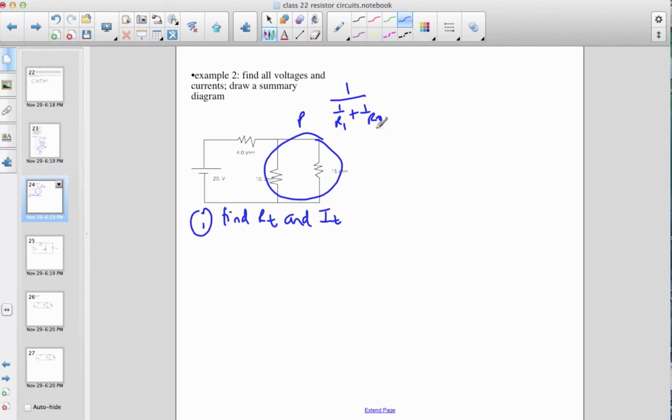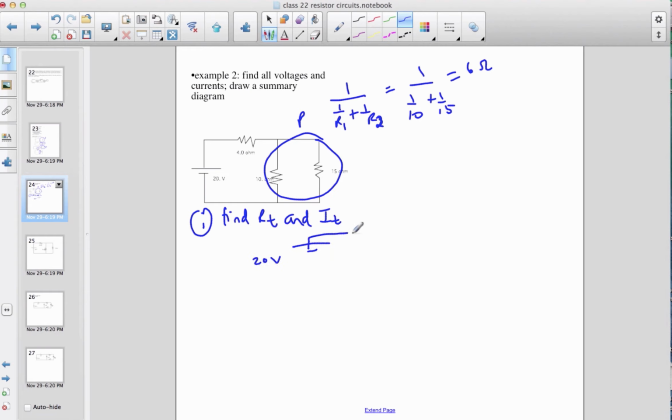just using the rule for adding parallel resistors. So it's a 10th plus a 15th. Common denominator is 30. That's 3/30 plus 2/30. That's 5 over 30. And then when you take the reciprocal, 30 over 5, those two together act like a single 6 ohm resistor. So we redraw the circuit at this point.